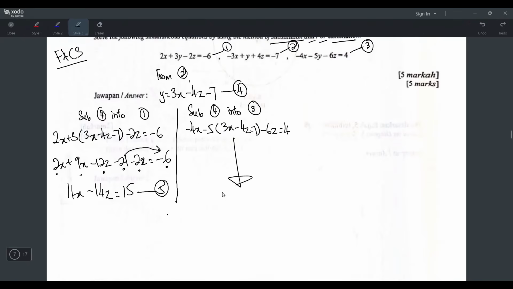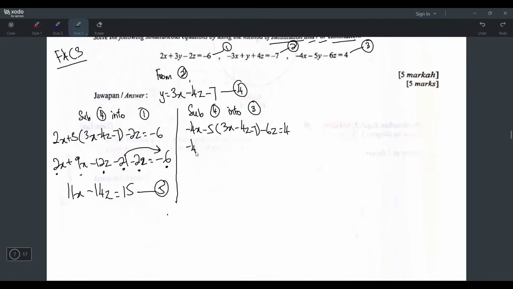Because this equation will have two unknowns also, only then I take equation 5 and equation 6, and then I do the elimination method or substitution again. Then I will get the value for x or z, either one. Then I can slowly substitute back into the equations above, and then I get my x, y, z.